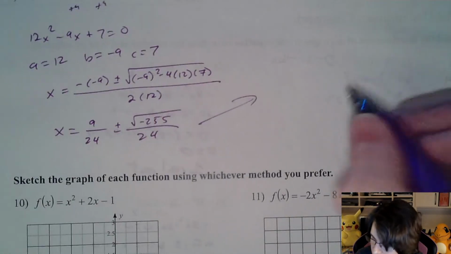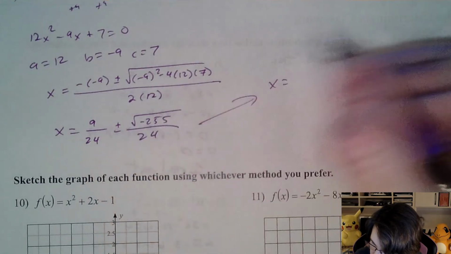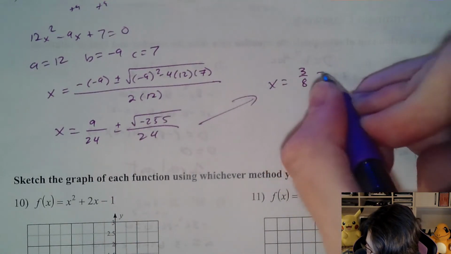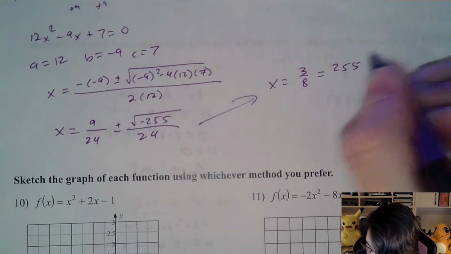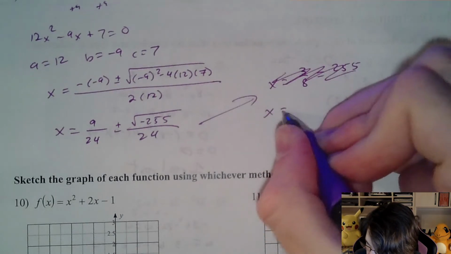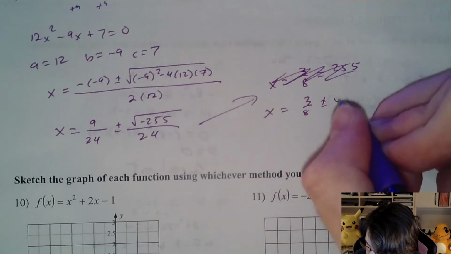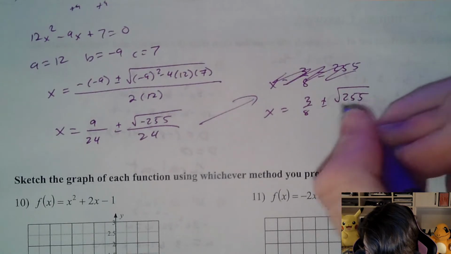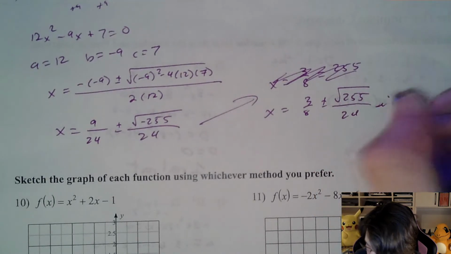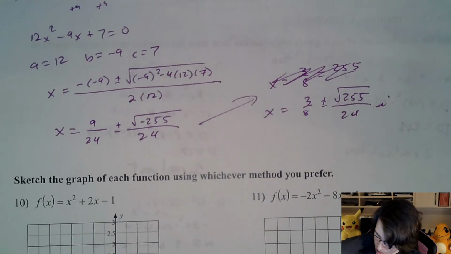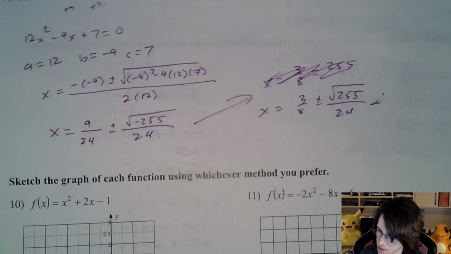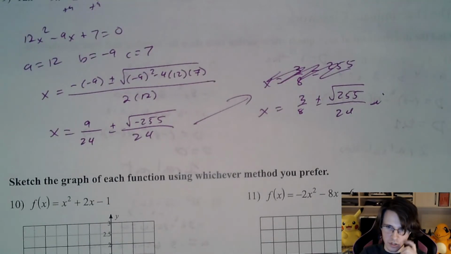Rewriting our final answer. These both divide by 3, so I can. So 3 divided by 8 is equal to 255. X equals 3 over 8 plus or minus the square root of 255 divided by 24 with an i on the outside. And yet again, I'm pretty sure that that guy reduces, but if you would like to do that with me, just let me know.